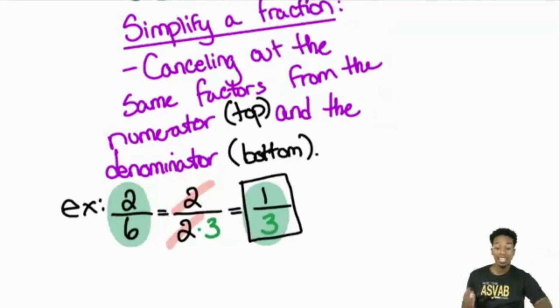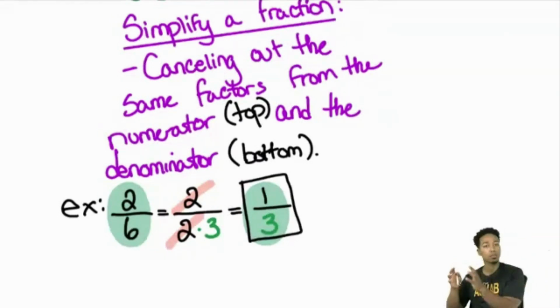0.3333333 repeating. These are the same numbers. We call it simplifying because you bring it down to the smallest number that you can talk about.